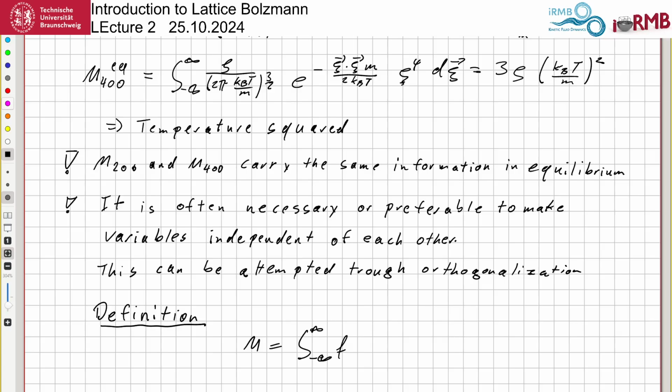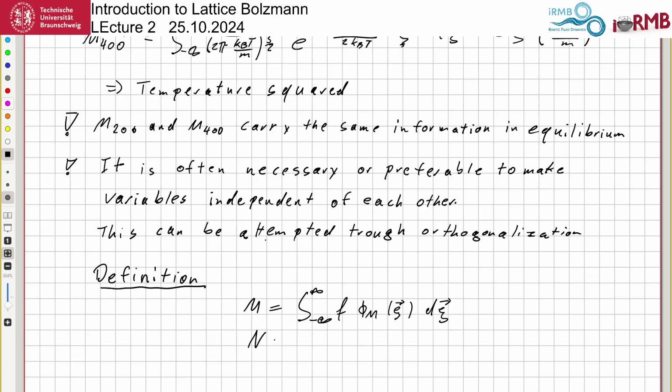So let's define a moment M as an integral from -infinity to infinity over a distribution f with a kernel phi m, which can depend on xi, and we integrate this thing over xi. So this is one moment. And then there is a moment n that is a similar integral, just with a different kernel, phi n of xi. Okay, so this is given.